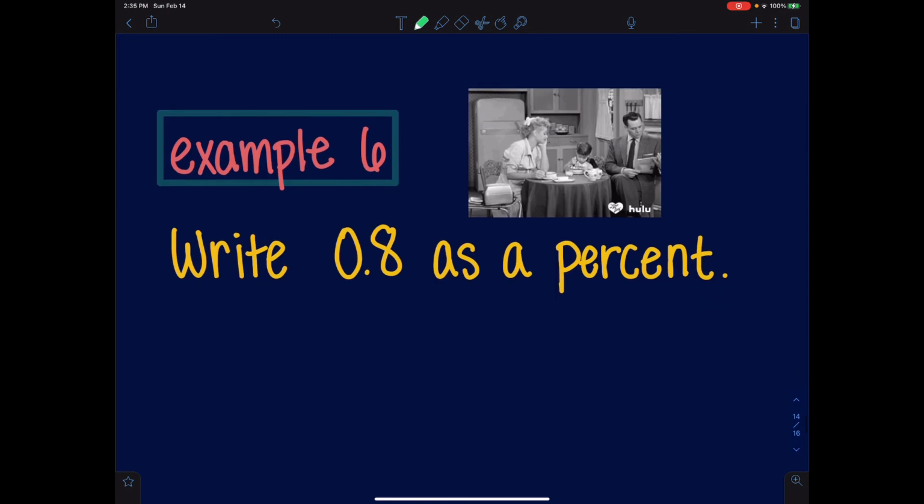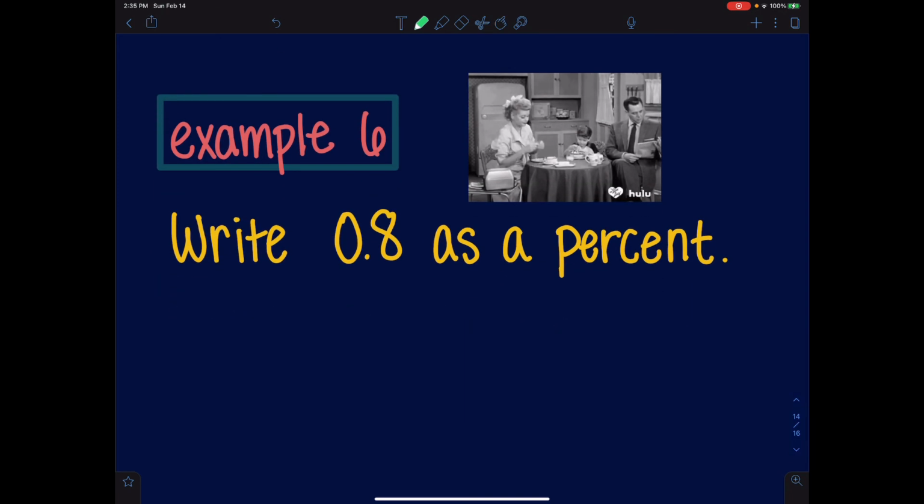Okay, let's do example 6. Look how she catches this toast. Isn't that cool? And I love how everyone else is just like, yeah, that's just normal. The toaster just throws the toast up in the air. I kind of want a toaster like that.